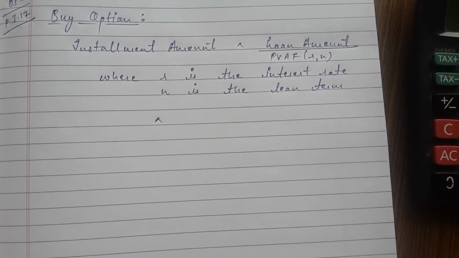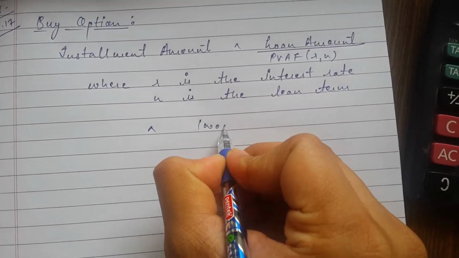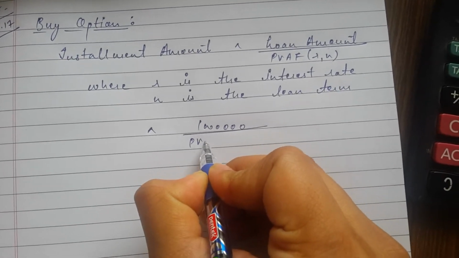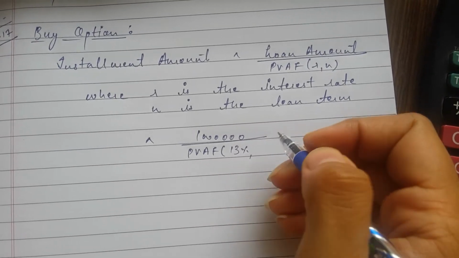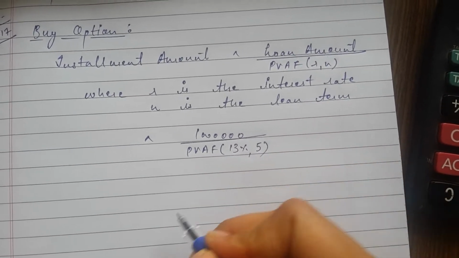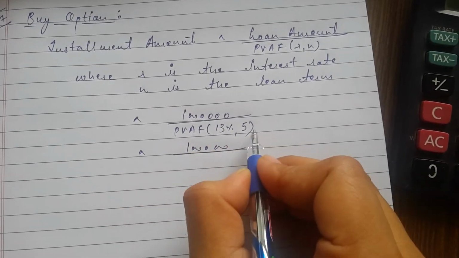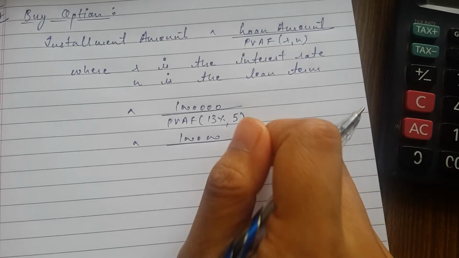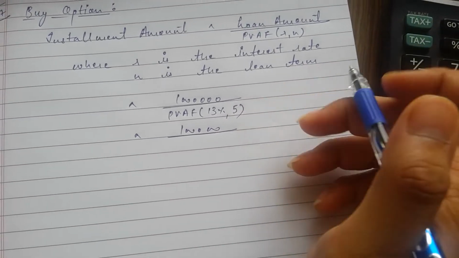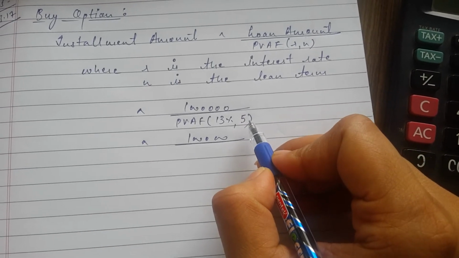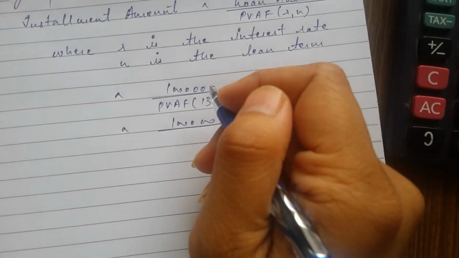The loan amount which is given is 10 lakh rupees, divided by PVAF. Interest rate is 13% and N, which is the loan term, is 5. So 10 lakhs divided by PVAF. I hope you know how to compute the PVAF, because we've already learned it at the IPCC level. In case you don't know, I will tell you at the end of the class. The PVAF at 13% and 5 years is 3.5172.